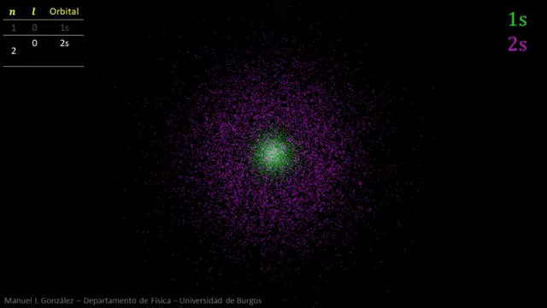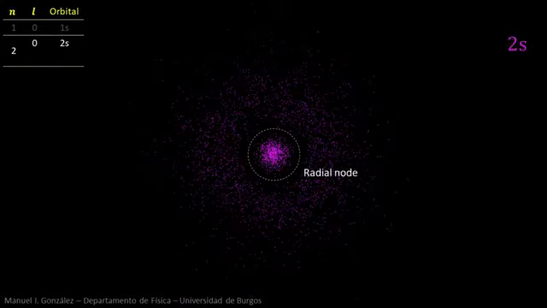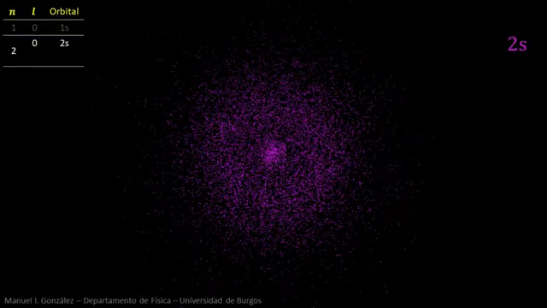Let's make orbital 1s disappear and display only a thin slice of orbital 2s. In this way, we notice a radial node, a distance at which the probability of finding the electron is 0. Again, this is the full 2s orbital.